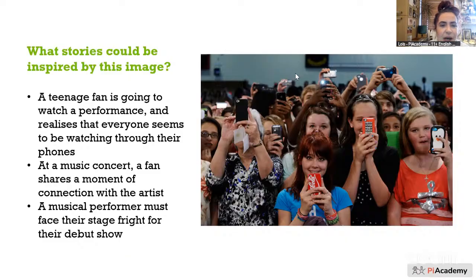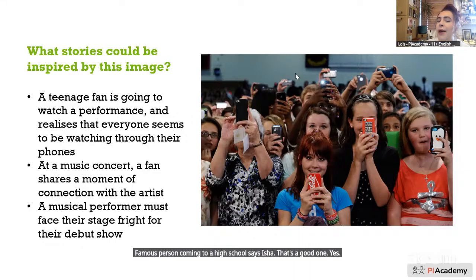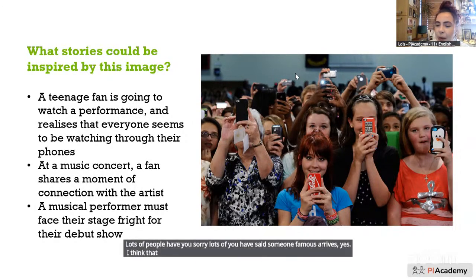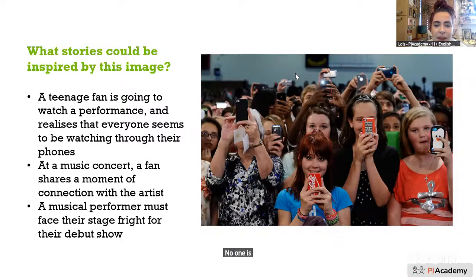Famous person coming to a high school, says Isha. That's a good one. Yes. Lots of you have said someone famous arrives. Yes, I think that would definitely be a likely plot for this particular picture. No one is taking in the moment, they're using their phones, says Druv. That's a good one. They're mocking someone who's performing, says Ashaz.